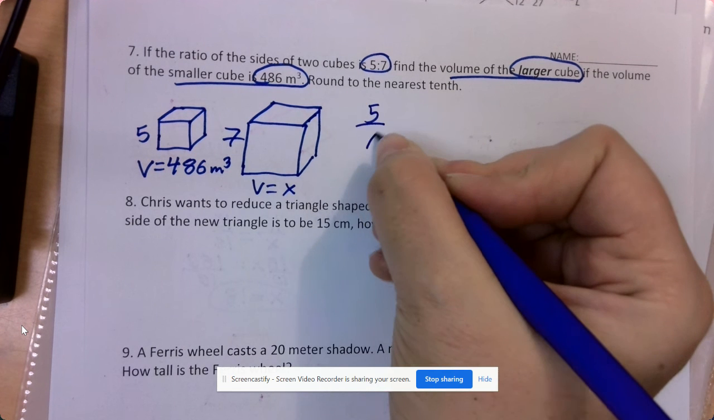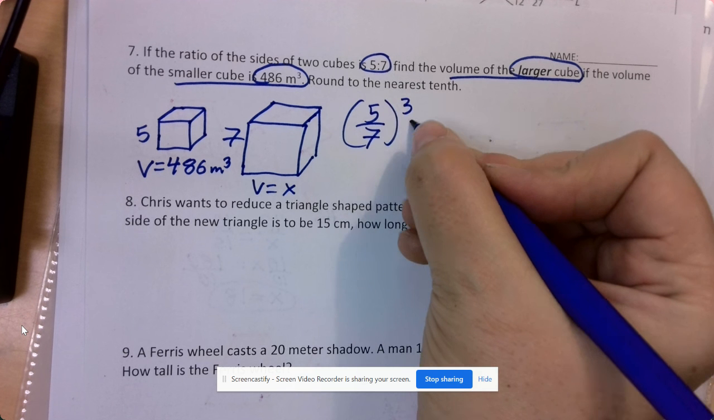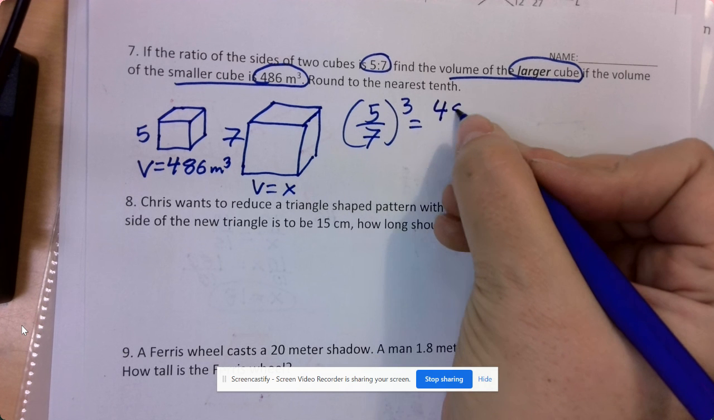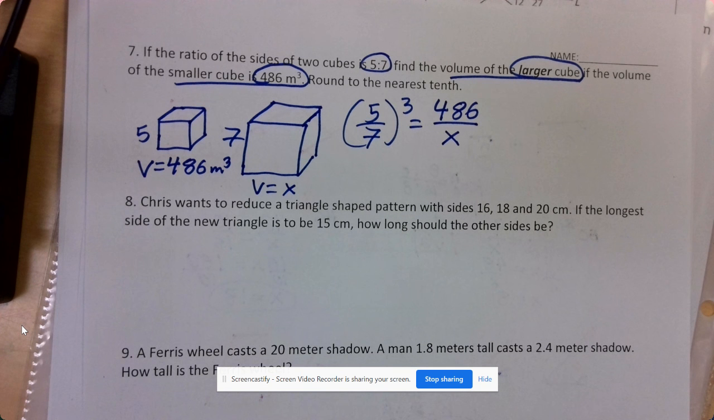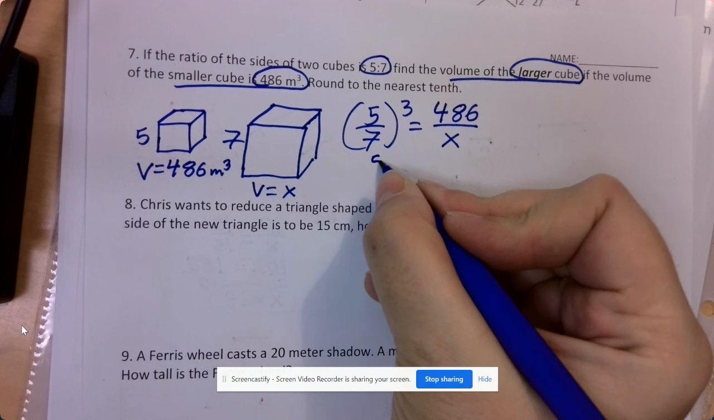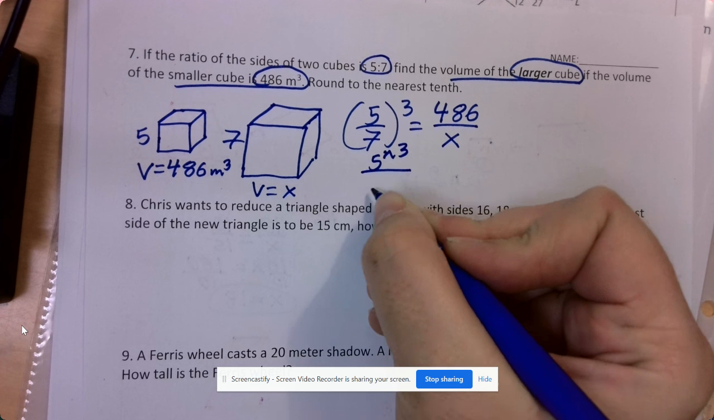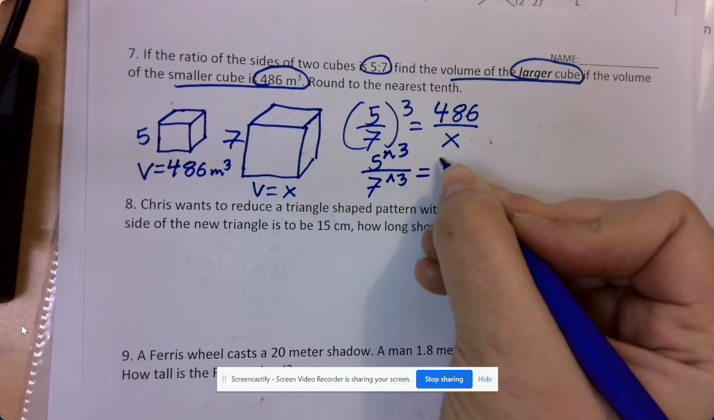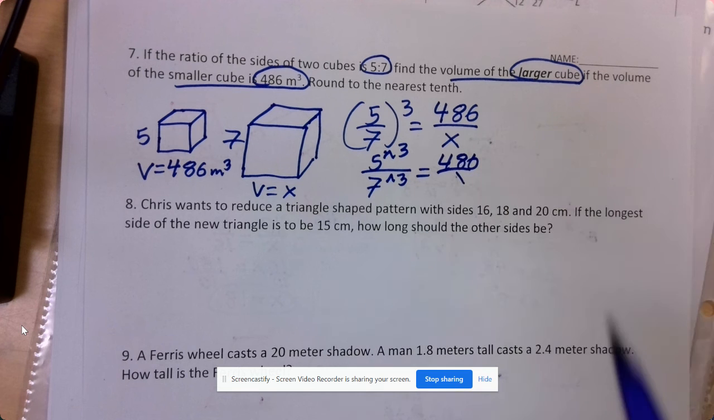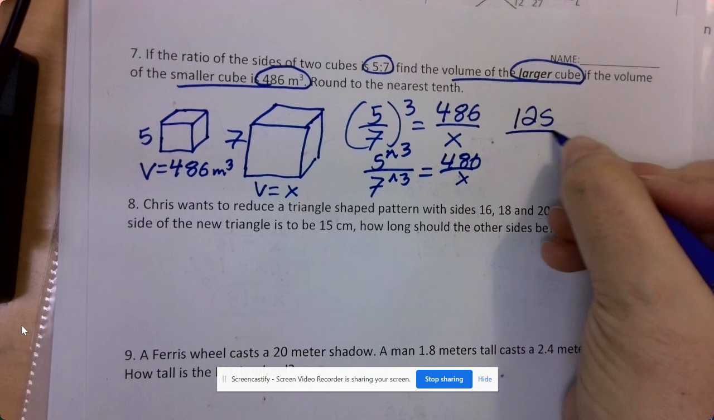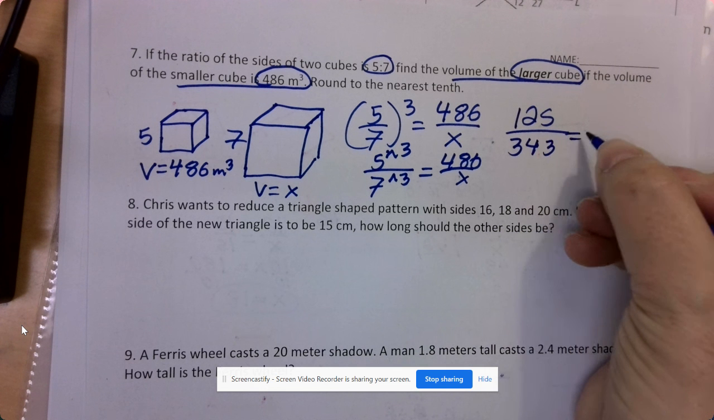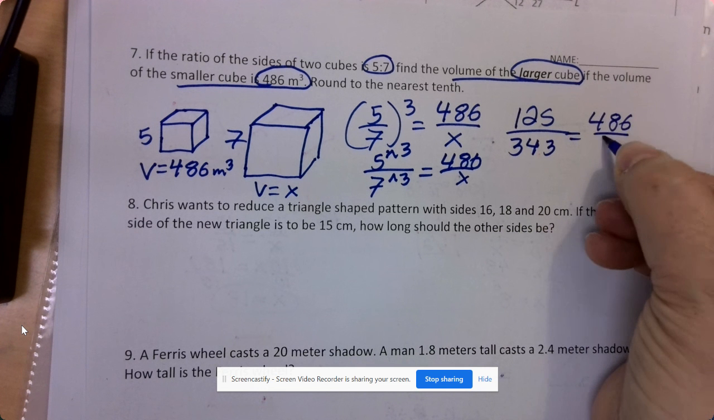So I'm doing smaller over bigger. It's going to be cubed because it's volume. 486 is the smaller volume over the larger volume. We have to cube them. So we have to do 5 raised to the third power, 7 raised to the third power. Okay, so we're doing this. So 125 over 343 is equal to 486 over x. Cross multiply and divide.